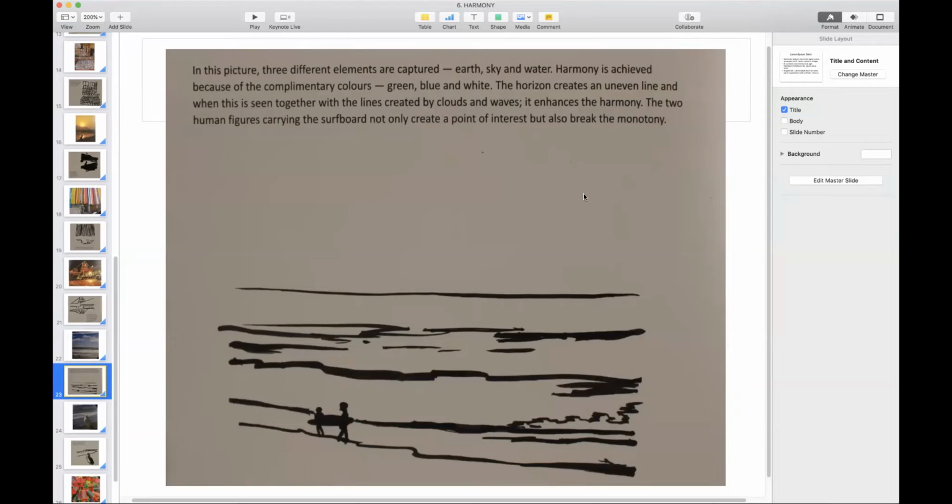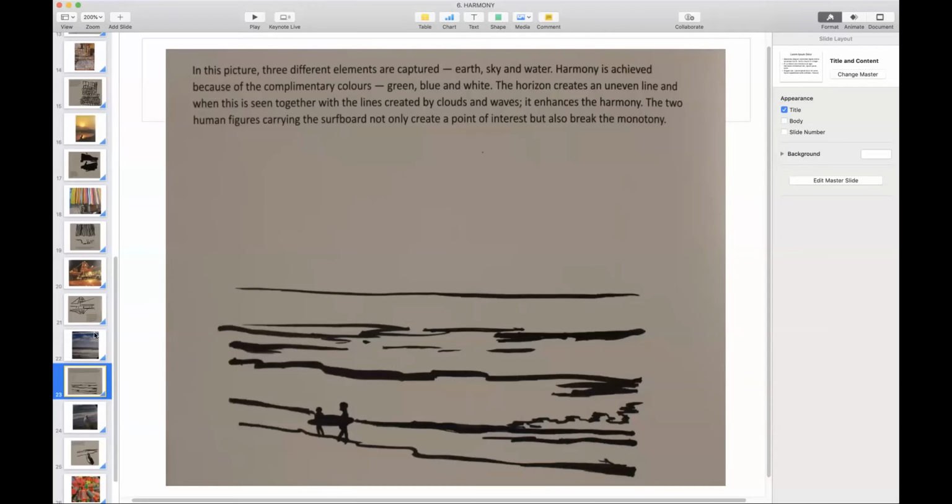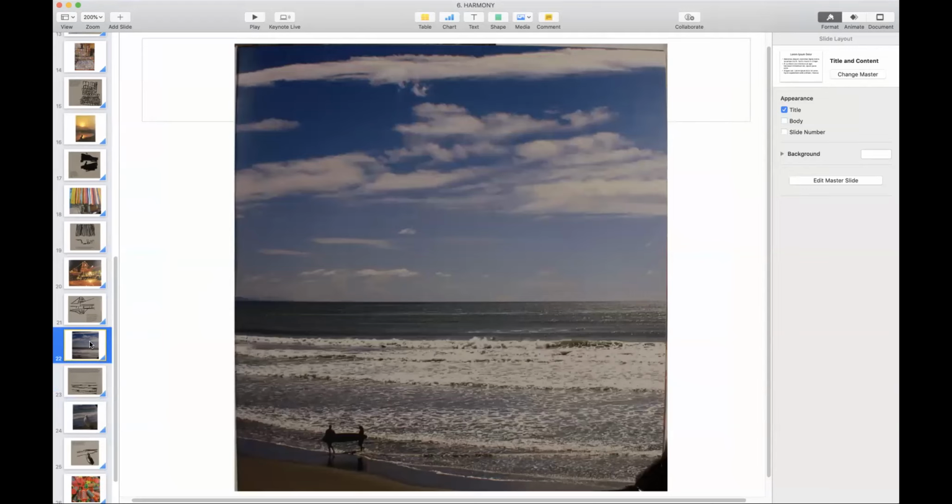The horizon creates an uneven line, and when this is seen together with the lines created by clouds and waves, it announces the harmony. The two human figures carrying a surfboard not only create a point of interest but also break the monotony. Otherwise, there is no focus in it on which you would want to look. If you remove these two people from here, and if you are asked what the photograph is of, you would say it is just a seashore, right?